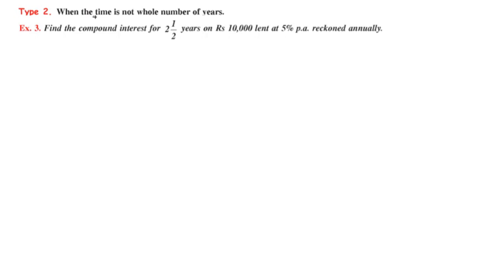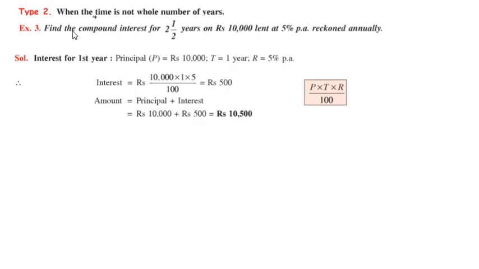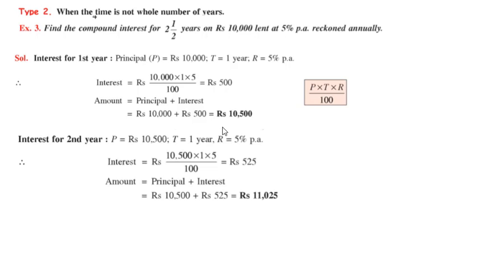For the first year I will calculate interest and add it to the principal. I get my amount as 10,500 rupees. Now for the second year, this 10,500 is my principal, and for the second year I get interest as 525. So at the end of the second year my total amount in the bank is 11,025. Now this half year is remaining.